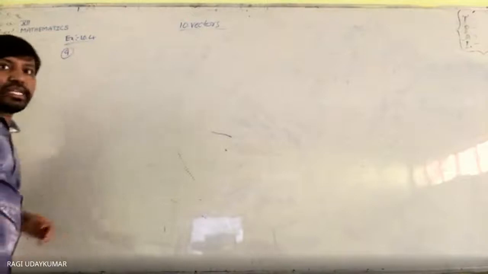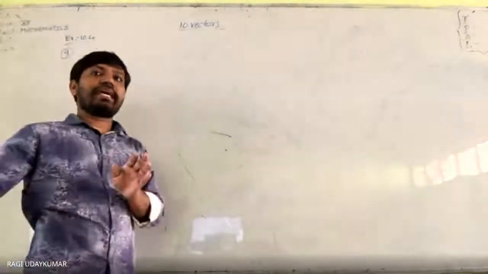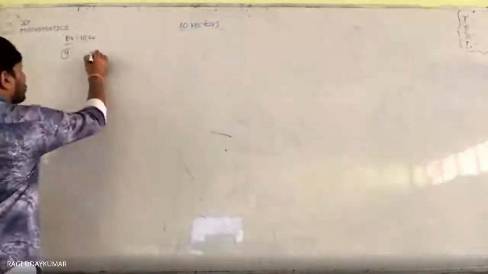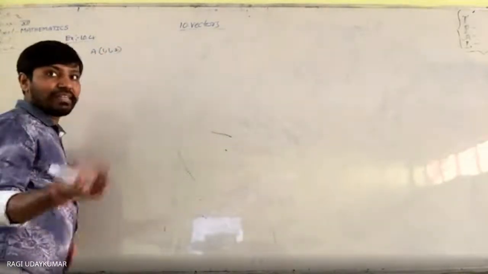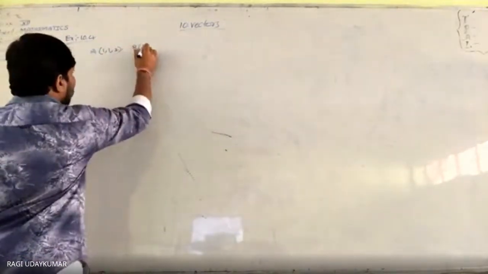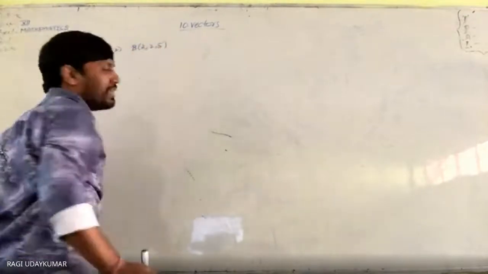Coming to the 9th problem. A question is given to find the area of the triangle with the given vertices. That can be found using vectors, and also without using vectors. We have to find the area of the triangle. The points are given to you.